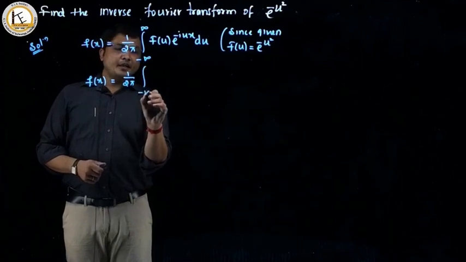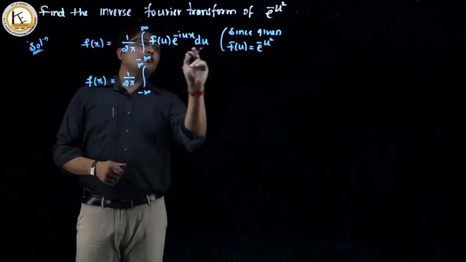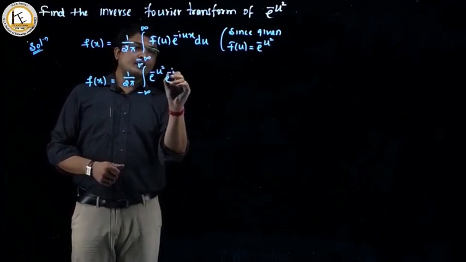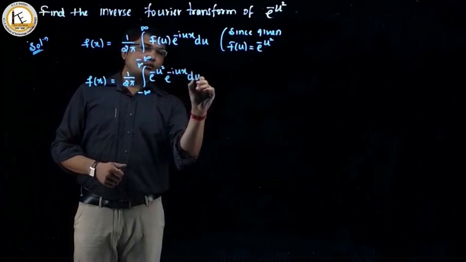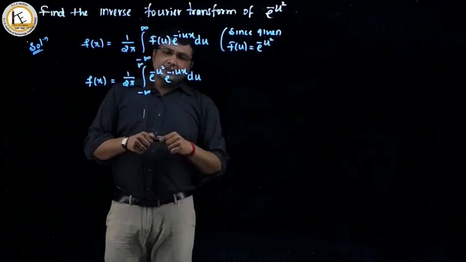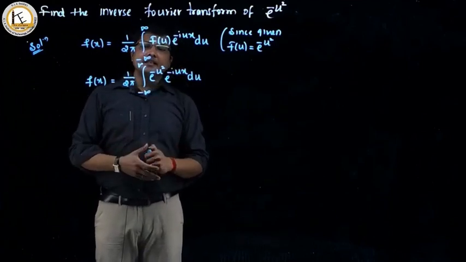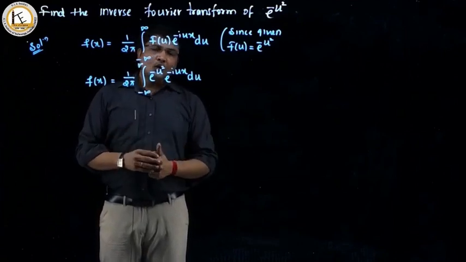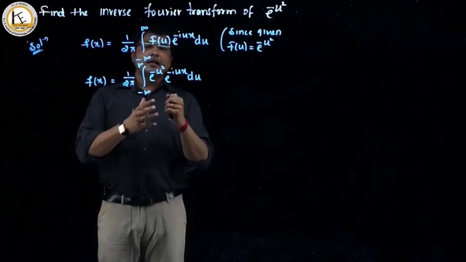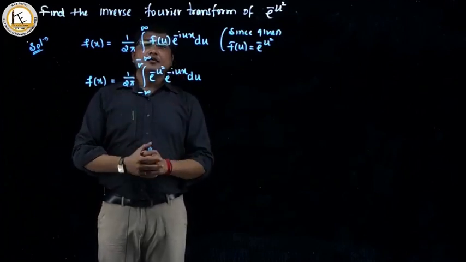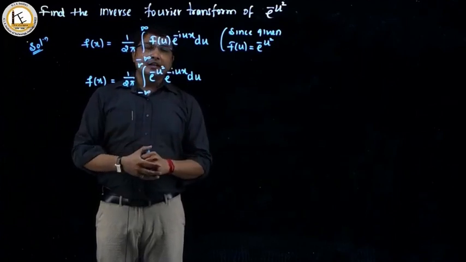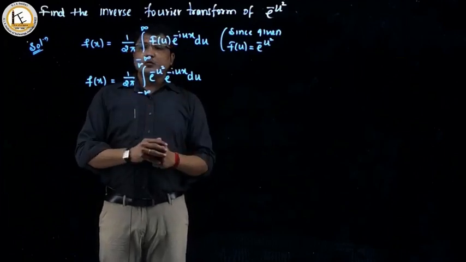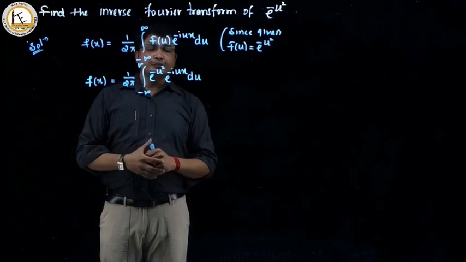So when f of u is given, we need to find f of x. Substituting f of u, we have 1 upon 2 pi integral minus infinity to plus infinity, f of u is nothing but e raised to minus u square into e raised to minus iux with respect to u. And when we see this integral, definitely it is not in the standard form to evaluate it.